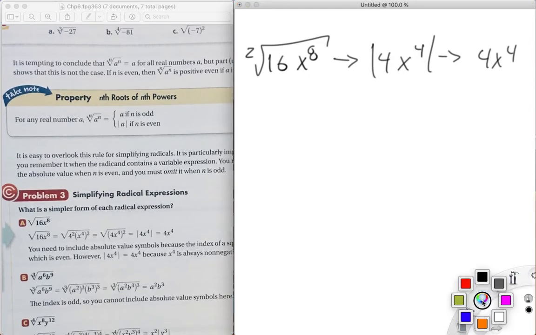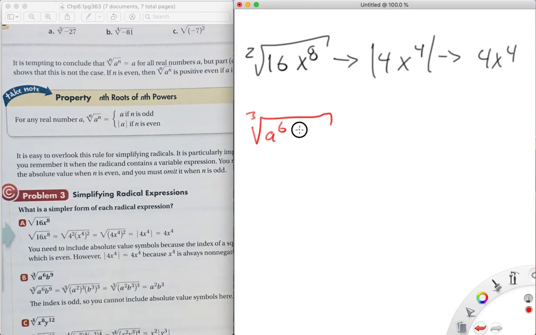Down here, I have cube root of a to the 6, b to the 9. Again, I'm dividing by 3. Since this is a cube, it doesn't really matter. You don't have to absolute value anything. 6 divided by 3 is 2, so a squared. And then 9 divided by 3 is 3. So the answer is a squared b cubed.